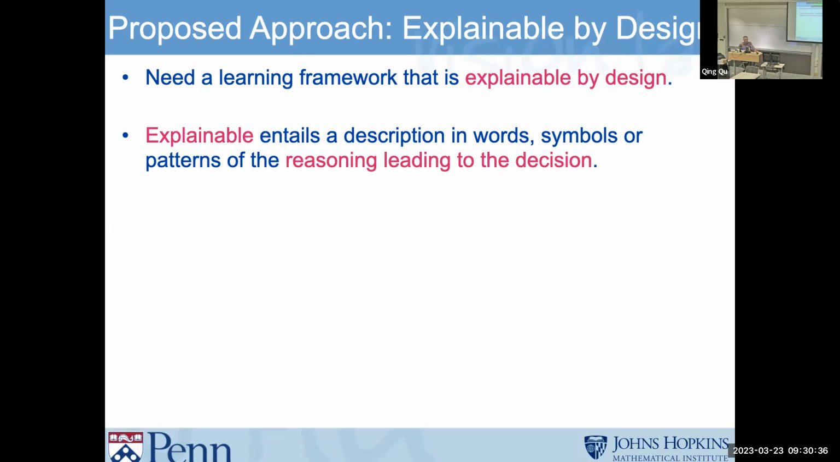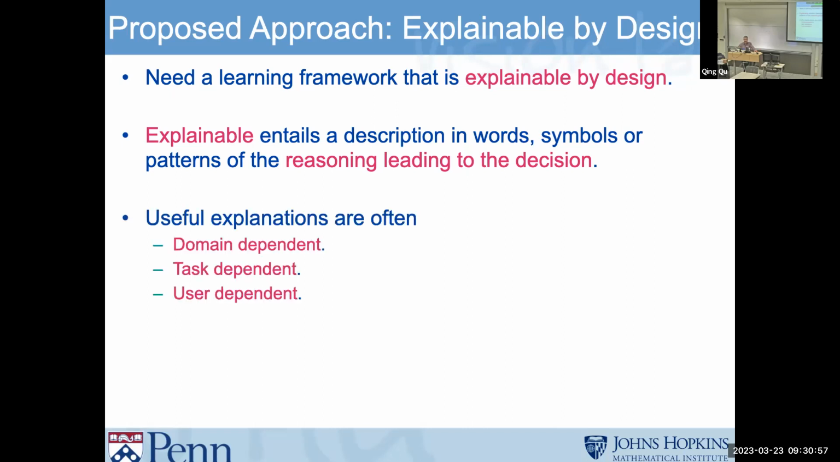And the user typically understands explanations in terms of words and symbols, not in terms of an AI construct of, say, sparsity, if you wish, or decision trees. So what the user would like to have is the reasoning that led to that decision. The explanations are not unique. They are actually user dependent.